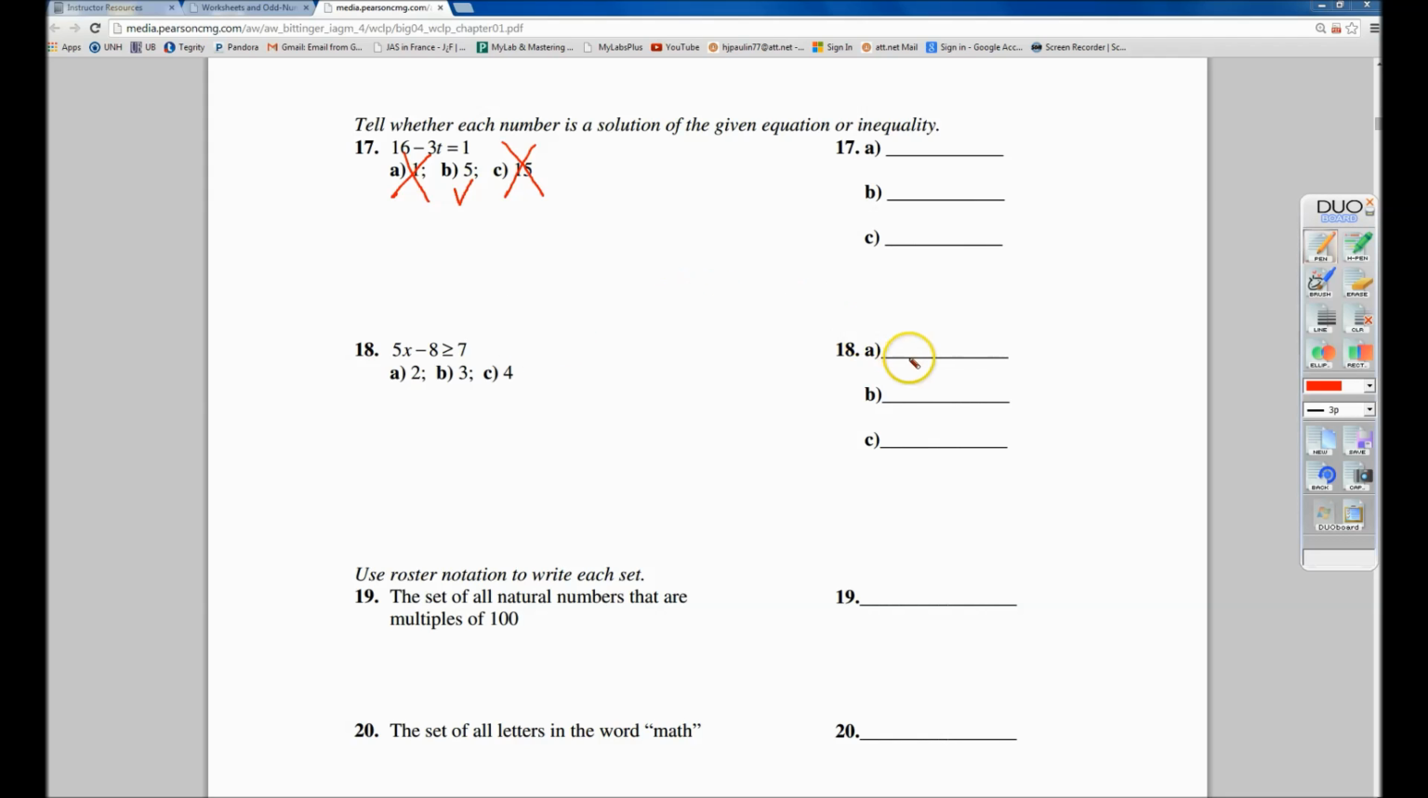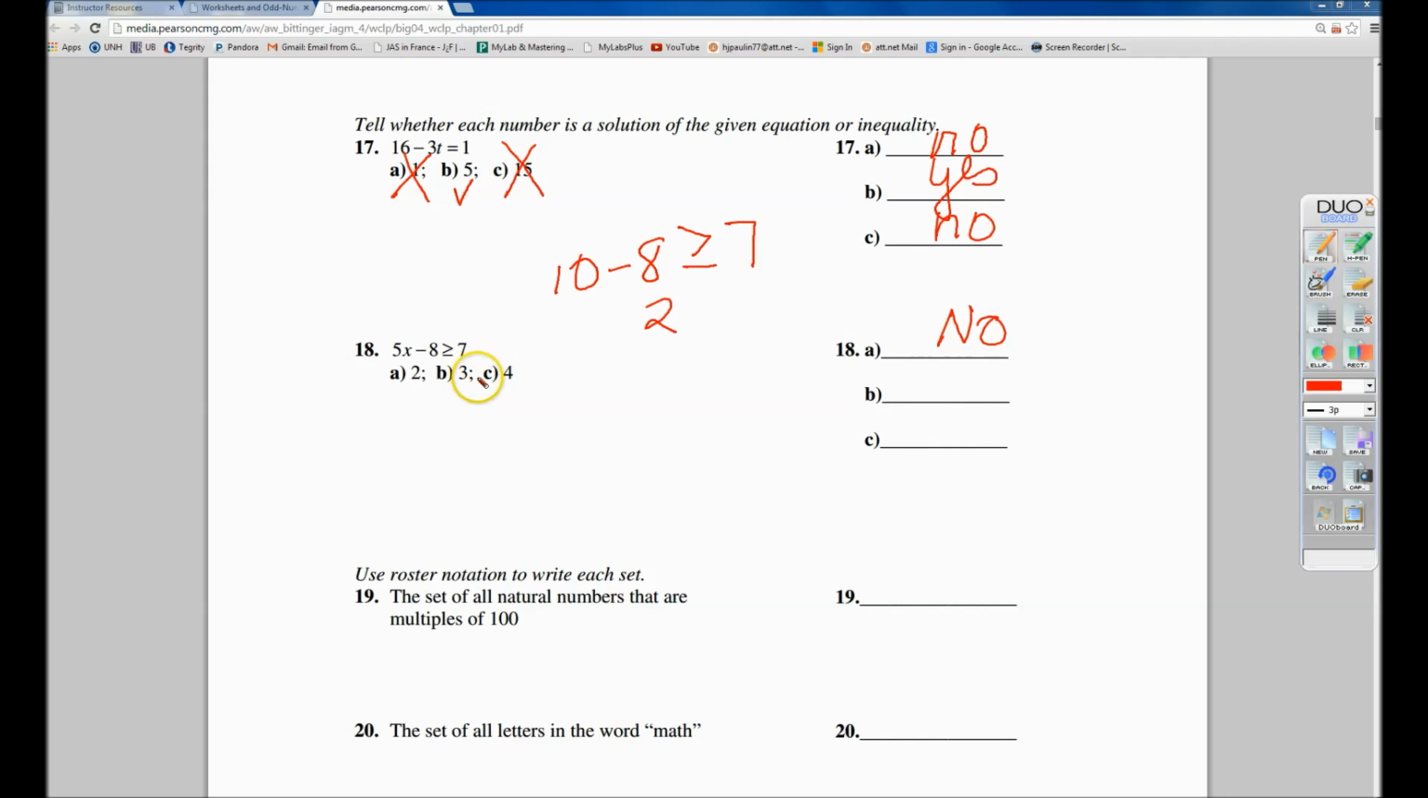Now, here they've made like a little chart. We can put them in here. So here we would say no, yes, no. And if we put a 2 where the x is, this is 10. So we get 10 minus 8. Is that greater or equal to 7? Well, this is going to be 2. Is 2 greater or equal to 7? No.